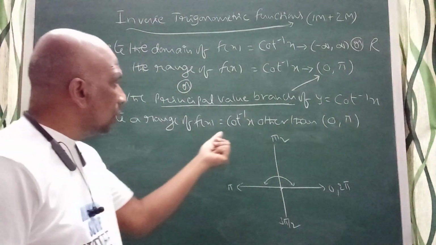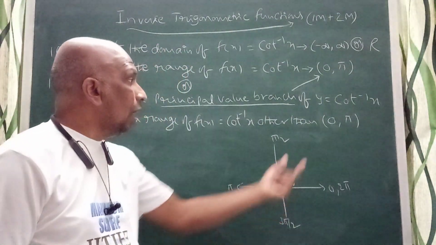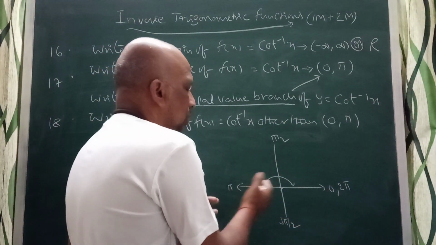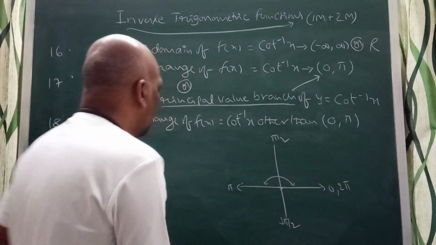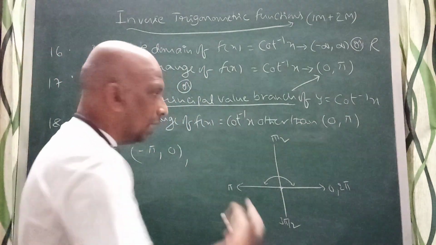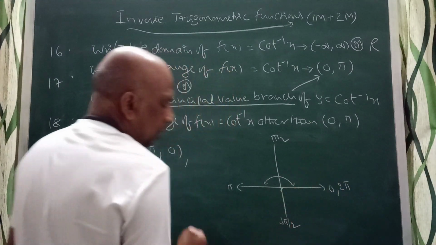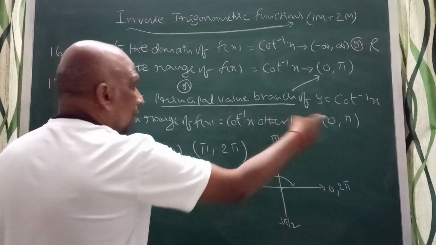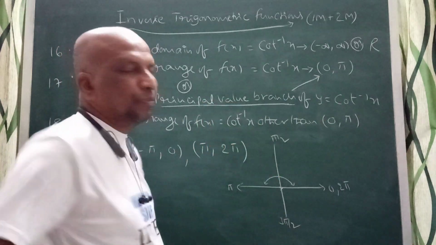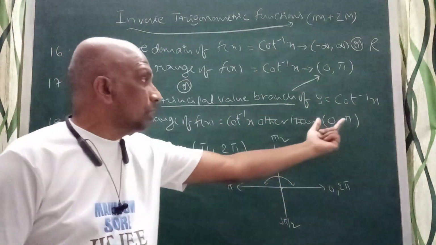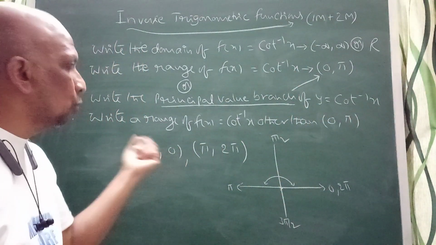Coming to the range of f of x equal to cot inverse x other than the open interval 0 comma pi: if I take this, we get minus pi comma 0 as one interval. Another one, pi comma 2 pi, will come. So these two I can consider as the range of this function other than the principal value branch.